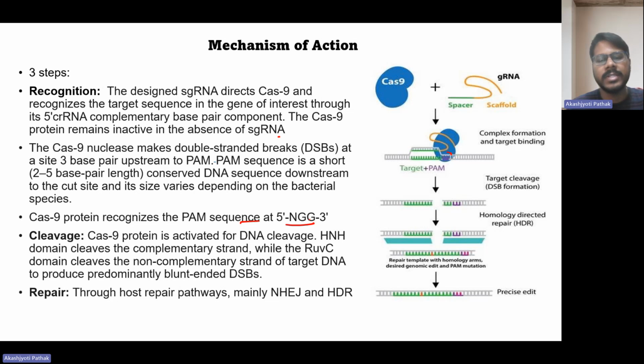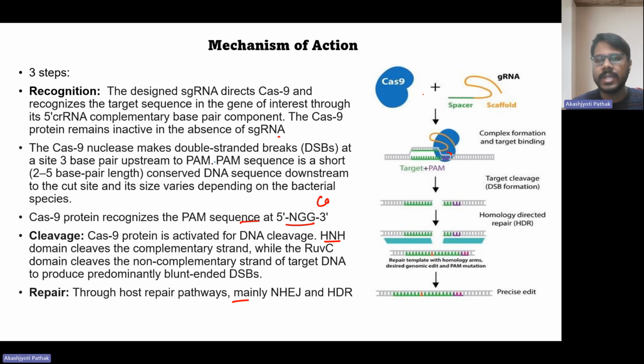So this is 5' NGG 3', the particular sequence present in the CRISPR-Cas9 system. Then the Cas9 protein is activated for DNA cleavage. The HNH domain cleaves the complementary strand, the target strand, and the non-complementary strand is cleaved by the RuvC domain. Through host repair pathways, mainly non-homologous end joining and homology-directed repair, these cut regions can then be edited.